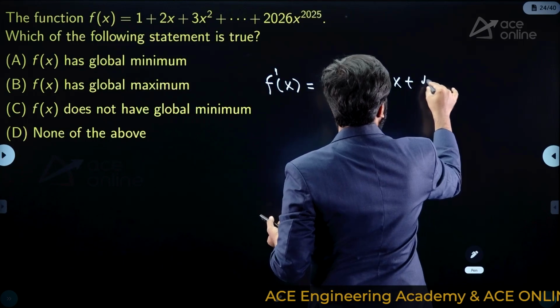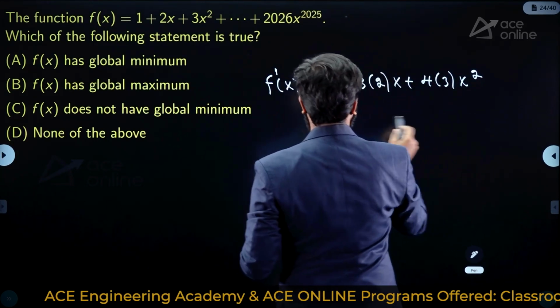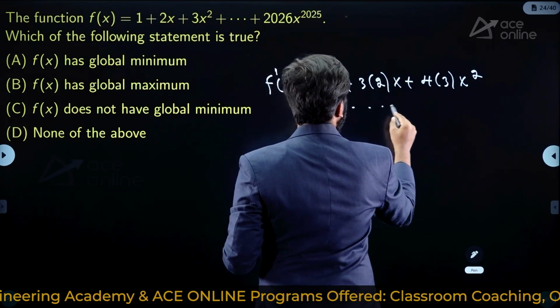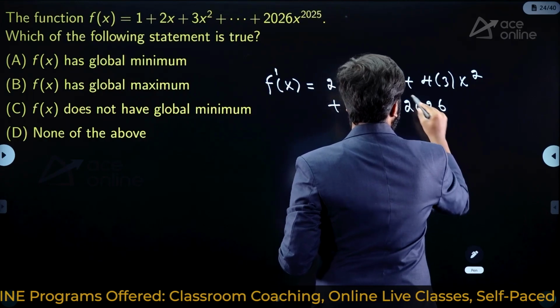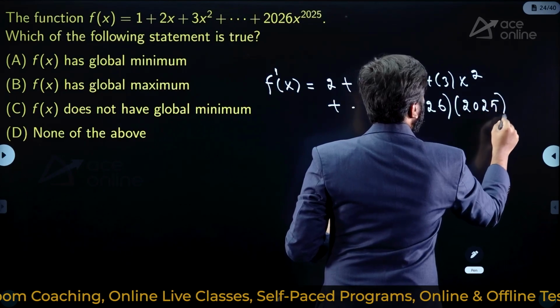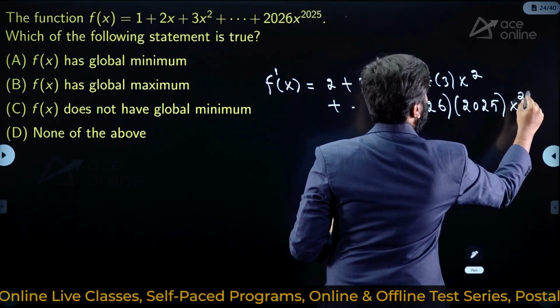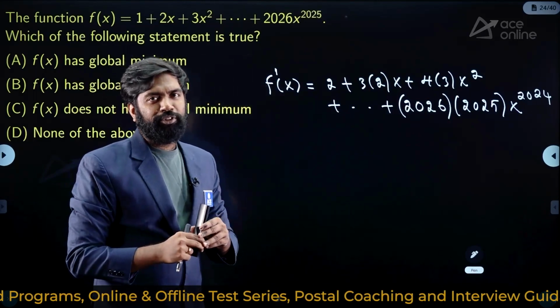So its derivative would be 4 into 3 into x square, plus so on, and then you will have 2026 into 2025 x power 2024. This is how the first derivative looks like.